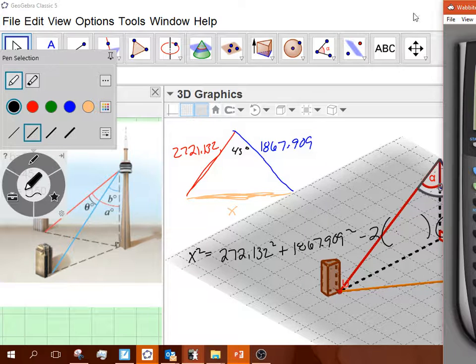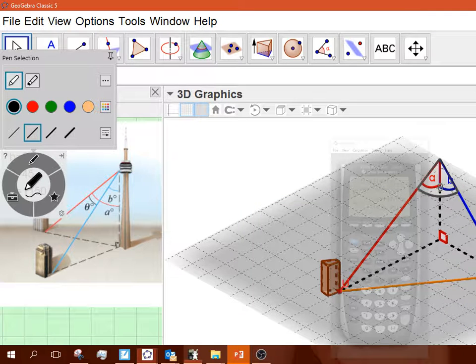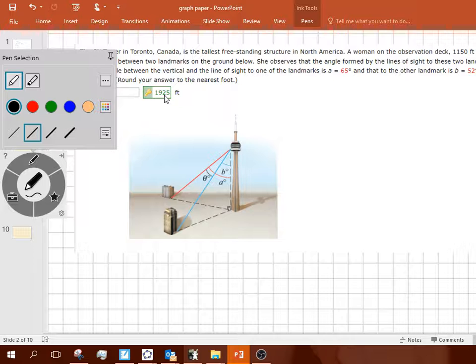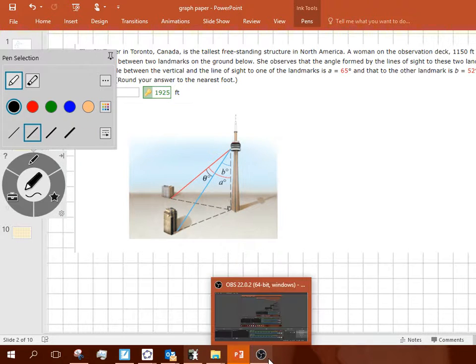Gives me 1924. So let's see, 1925, they actually round to the nearest foot. So 1925 would be the answer. Hopefully that's helpful. We can talk about that in class if you end up having questions in class as well.